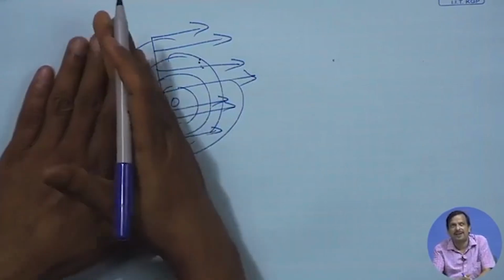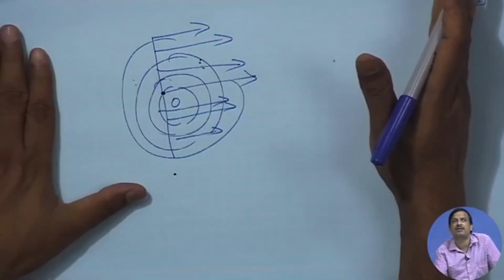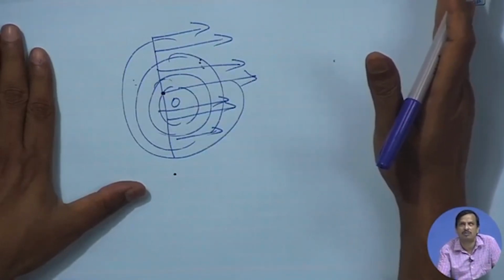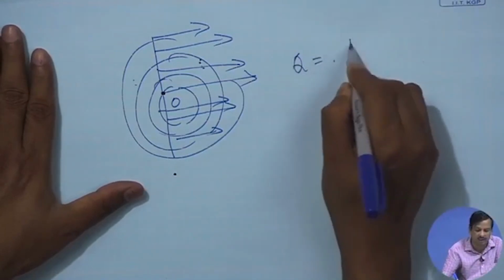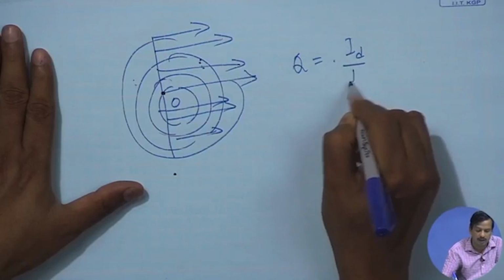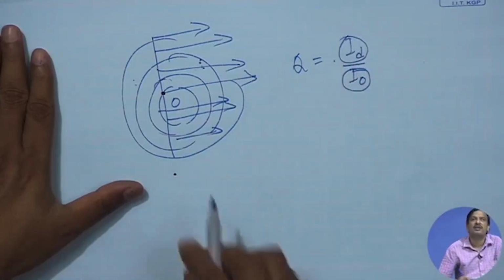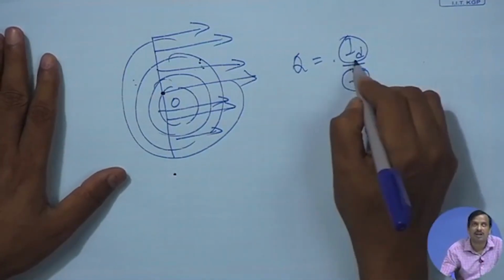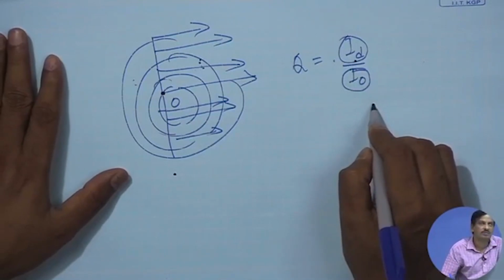Now, I give a direction to the sound in this direction only, not this direction. So, I introduce directivity of the sound. What is directivity? The definition of directivity Q is nothing but I_D by I_0: the directional sound intensity divided by the omnidirectional sound intensity. So, directional source I_D divided by omnidirectional source I_0.